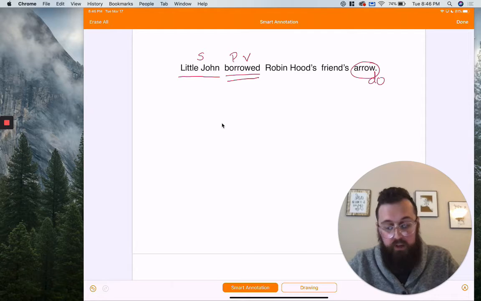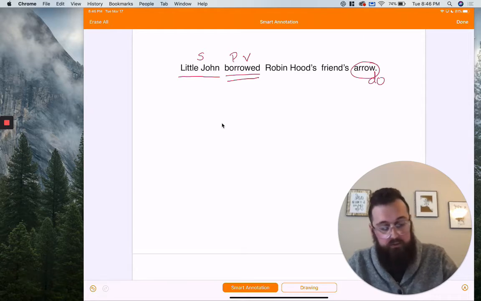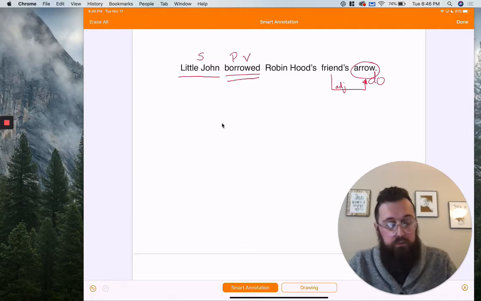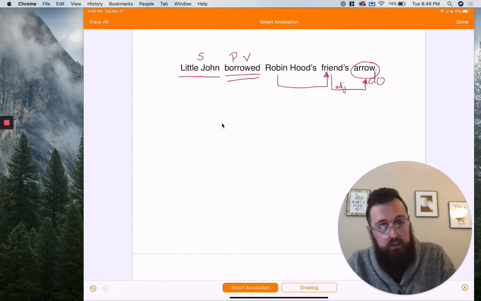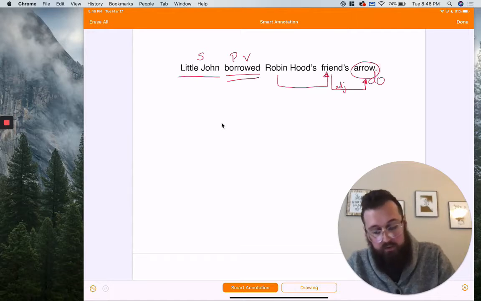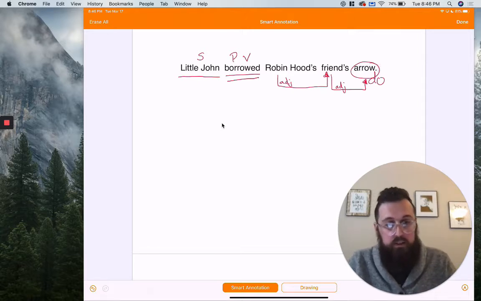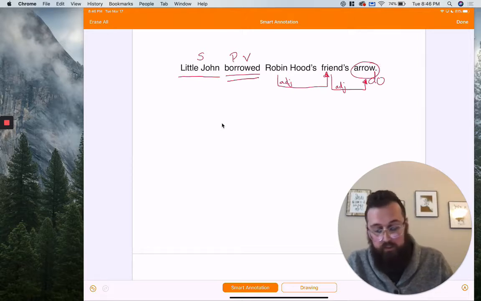Now here's where, in analyzing, it's not tricky, but when we go to diagram it'll be a little tricky. Whose arrow is it? It's not Robin Hood's arrow, it's the friend's arrow. So that's going to be an adjective. It's telling me whose arrow. Now whose friend is it? It's Robin Hood's friend. So Robin Hood's is describing friend's, while friend's is describing arrow. Alright, we've analyzed it. Now let's diagram this sentence.